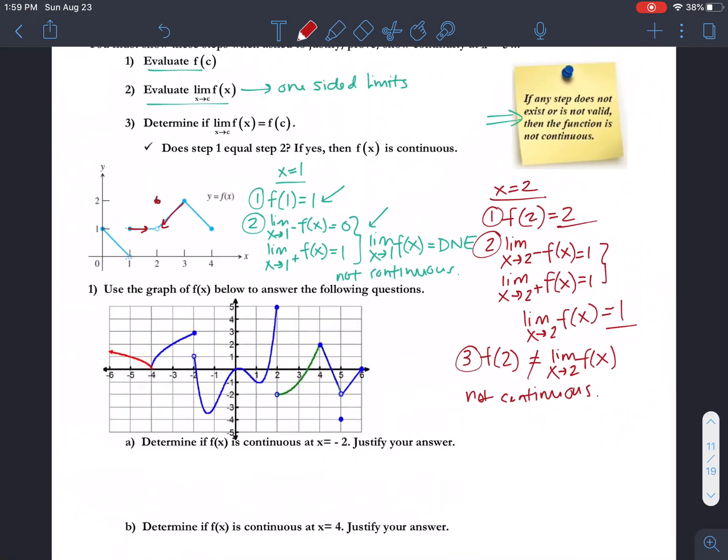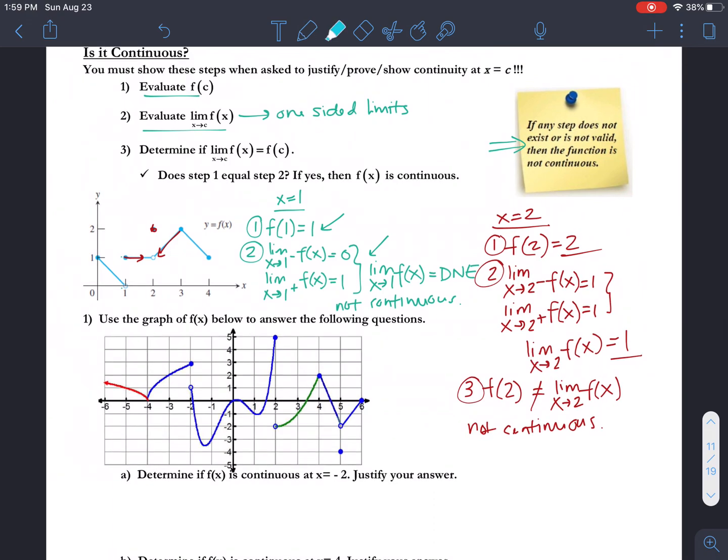Remember you have 3 steps. So again, if you need to look at those 3 steps, this is what you're going to need for that AP free response. Evaluate the value, evaluate the limit, determine if they're the same. And again, you do need those one-sided limits. So let's take a look at letter A.